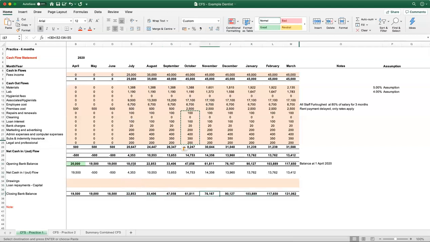Now, this is an example. We've used assumptions of 5% cost of material of turnover. We've used an assumption of 4% for lab. All assumptions here. But the idea is to show you how powerful a simple tool like a spreadsheet or a cash flow template can be to help you plan your cash.